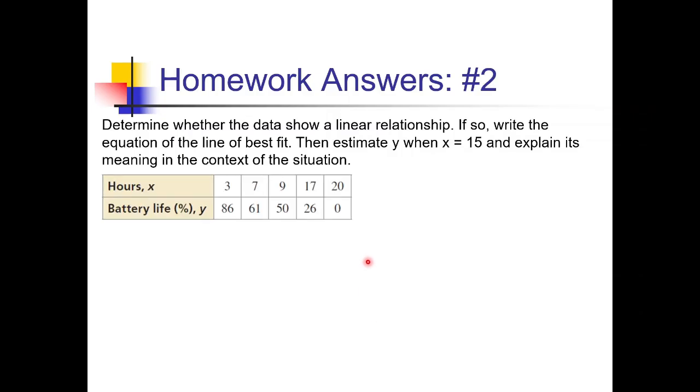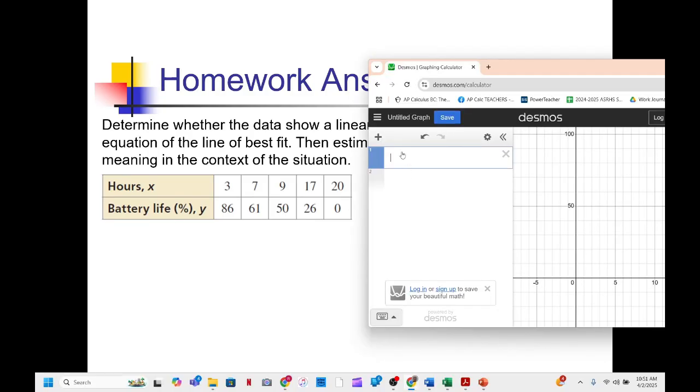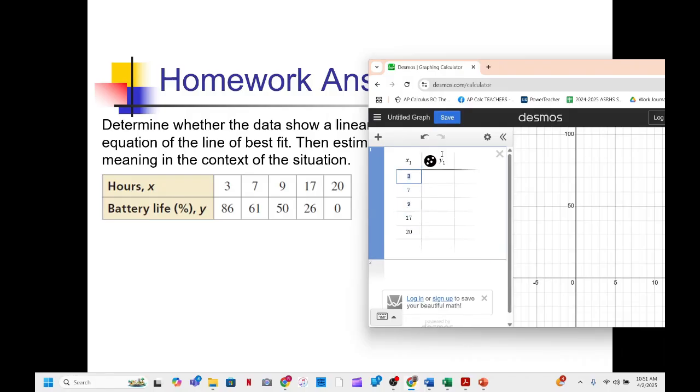For this problem, I'm trying to figure out if this data here gives me a linear relationship. If so, I want the line of best fit. I want to know the y value when x equals 15, and I want to know what that all means. So to Desmos we go. Let's see if we can get a linear relationship when we graph this out. So let me hit my plus up here on Desmos to get a table. So we've got x values of 3, 7, 9, 17, and 20. And I'll just come up here and put the y values in. We had 86, 61, 50, 26, and 0.